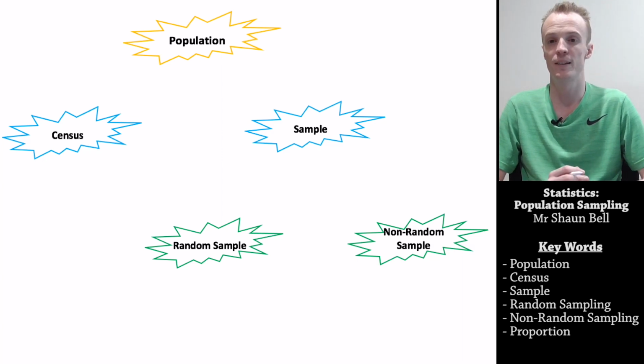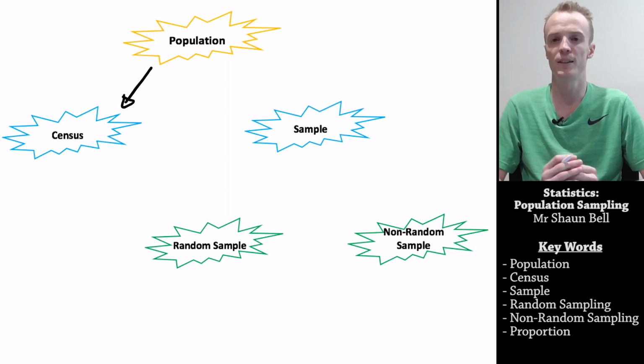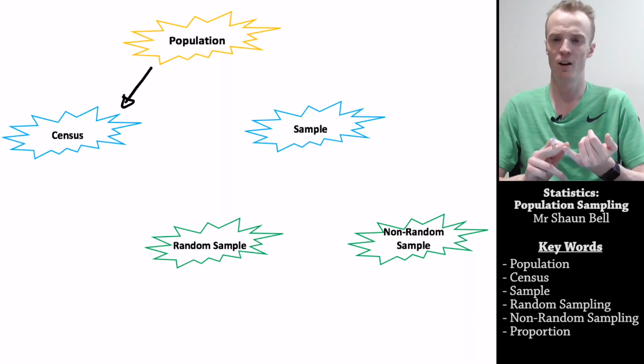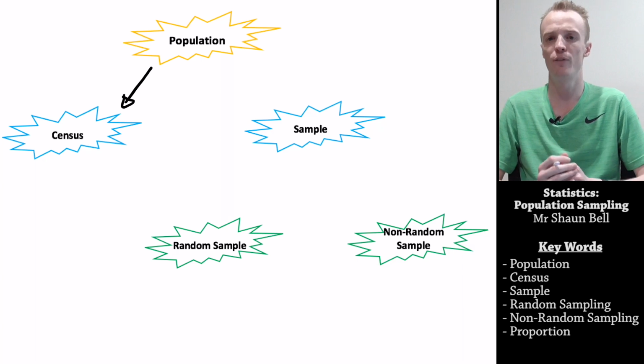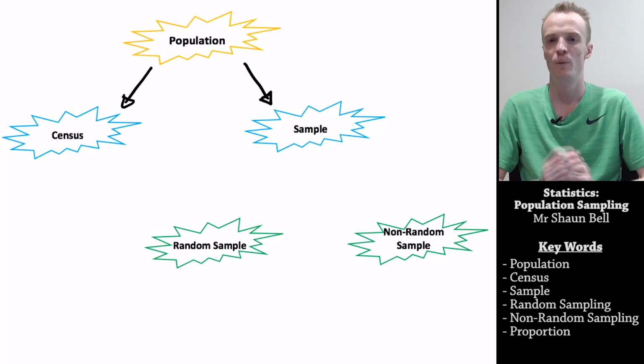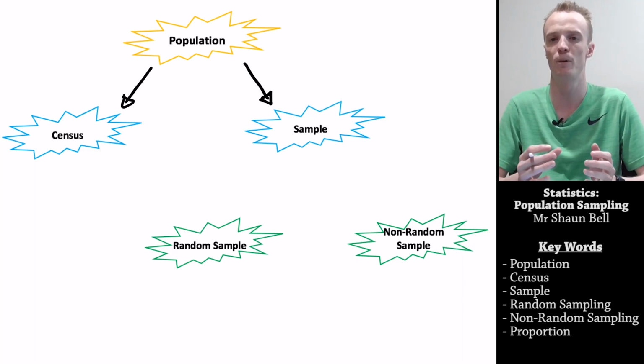Now, when I'm collecting that data, I've got two options. I could take a census. Now, a census would mean that I would poll every single person that's eligible to vote. So it would mean that I'm collecting data from the entire population. Now, as you can imagine, collecting data from an entire population could be both time-consuming and expensive. So often we don't actually collect data from the entire population. Instead, we collect a sample of that population, which is to say that we collect information from some of the population instead of the entire population.